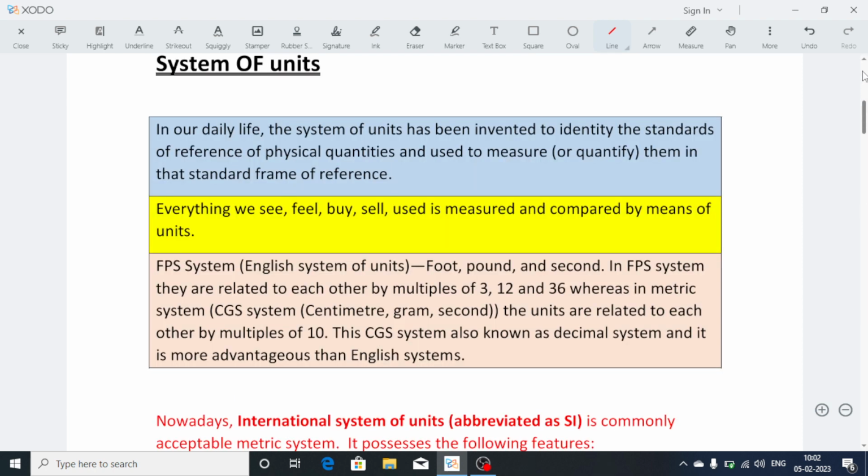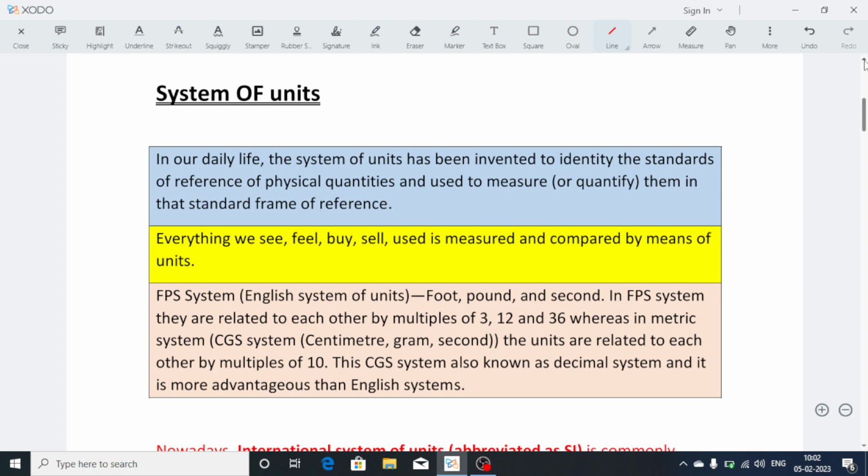Here we move to system of units. As we know, in our daily life, the system of units has been invented to identify the standards of reference of physical quantities and used to measure or quantify them in that standard frame of reference. Everything we feel, see, buy, use is measured and compared by means of units.